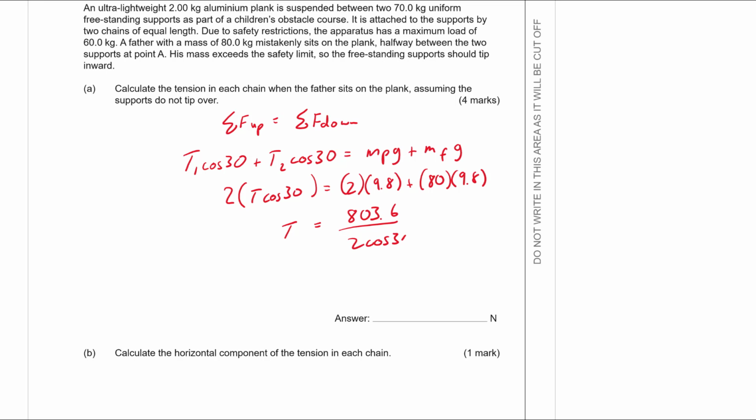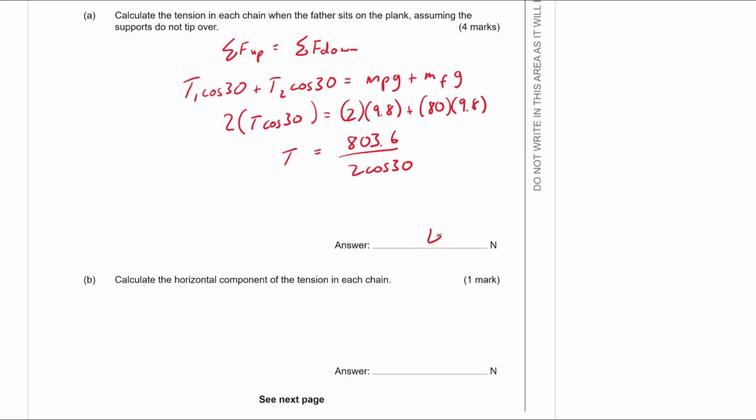I imagine one of the most common mistakes will be forgetting about the plank. If you sub that in, what you should get is 464 newtons.